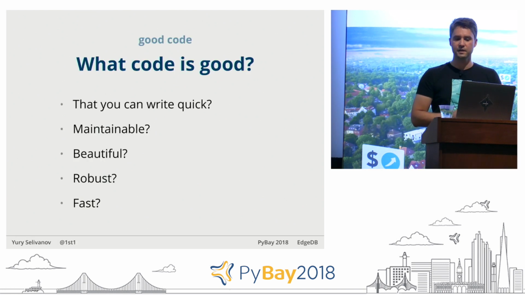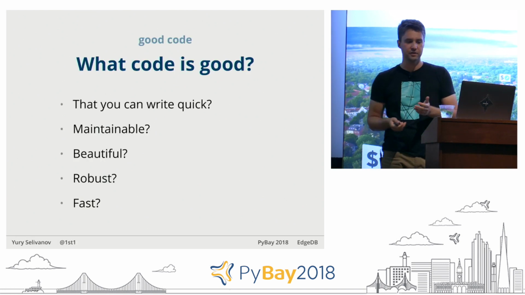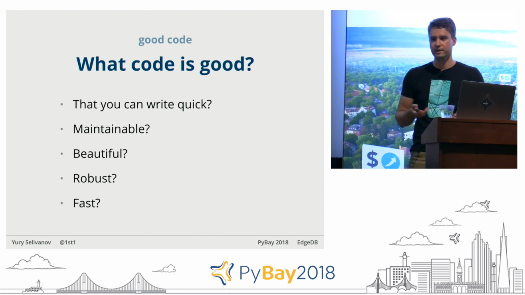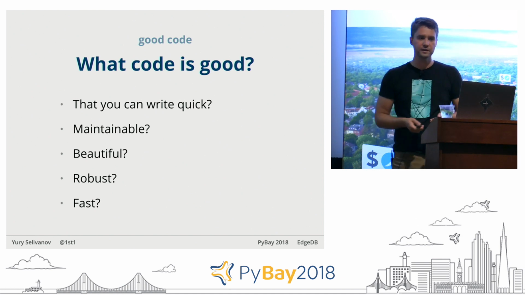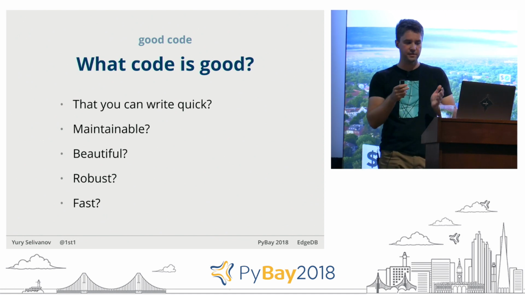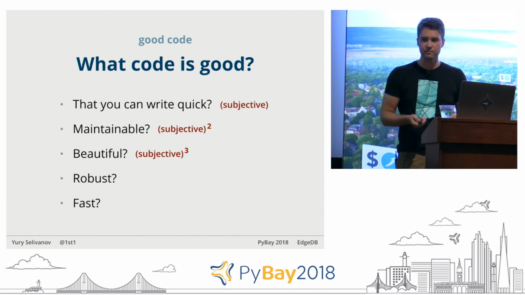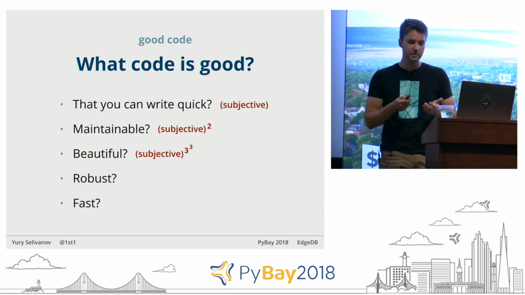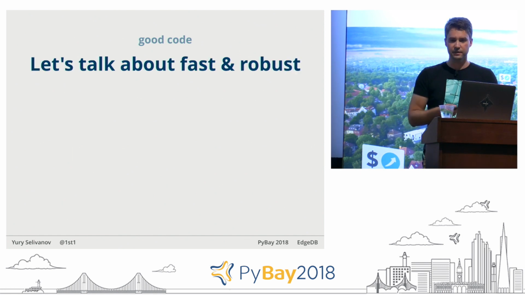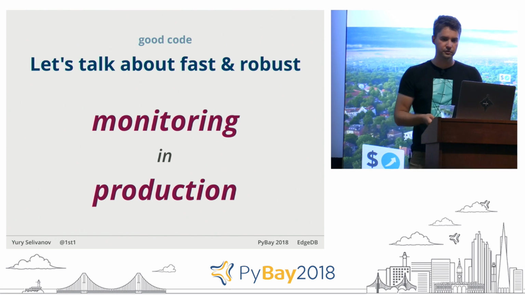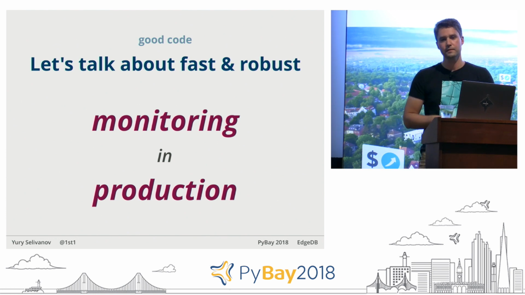So what async await code is actually good? Pretty much any code. What code is good? The one that you can write quickly or maybe maintainable or beautiful or robust or fast. Usually it's a combination of those metrics, but the problem is that 3 of these are subjective. Some of them are highly subjective. And in reality, you can actually only measure the last 2. And the way you measure them, you monitor your code in production. You see how it performs under load.